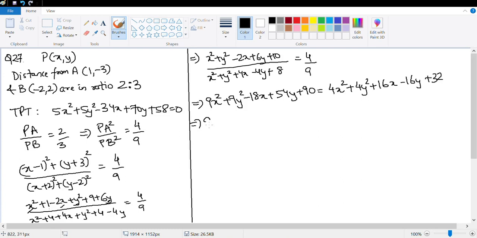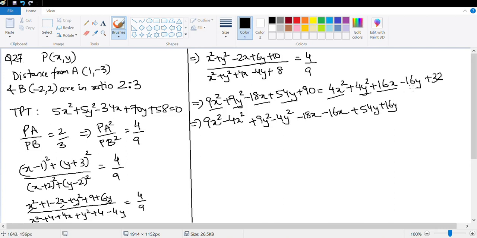I get 9x square minus 4x square, this term and this term gone, plus 9y square minus 4y square, so this term and this term is also gone, minus 18x. If I take 16 on the other side, it becomes negative 16x, so these two terms gone, plus 54y plus 16y. When I take negative 16y on the other side, it becomes positive, plus 90 minus 32 is equal to 0.